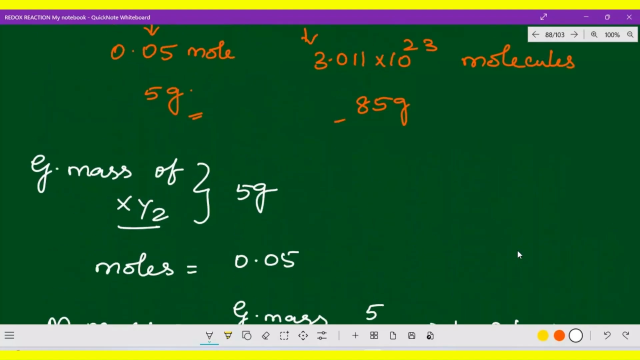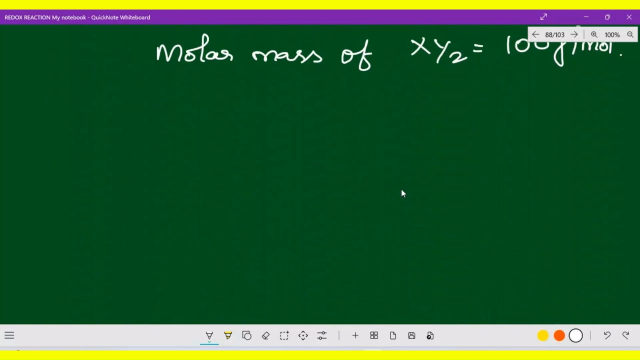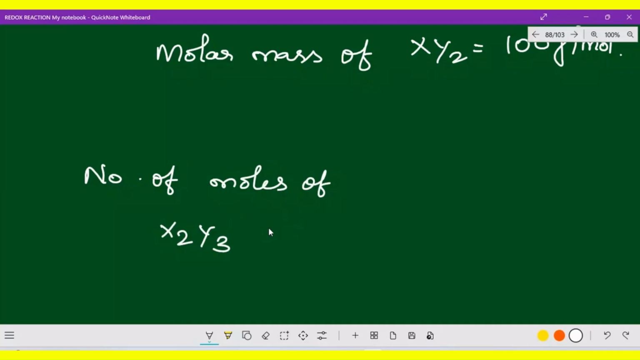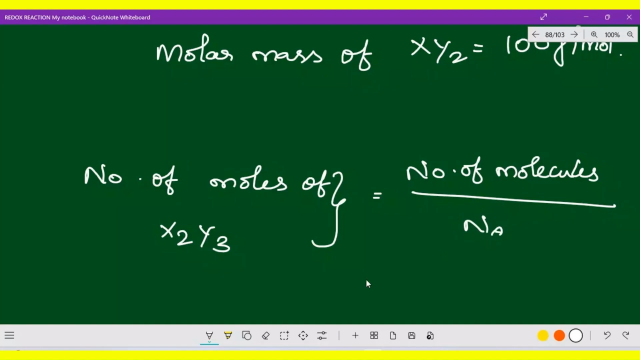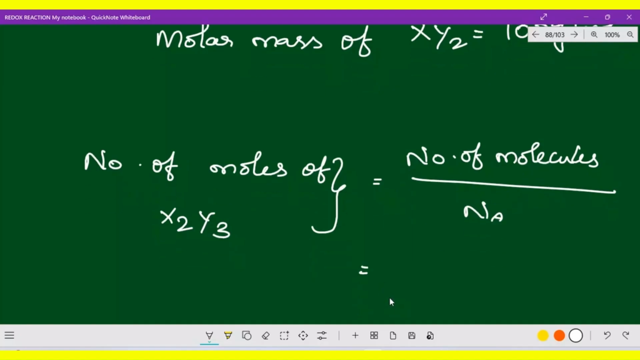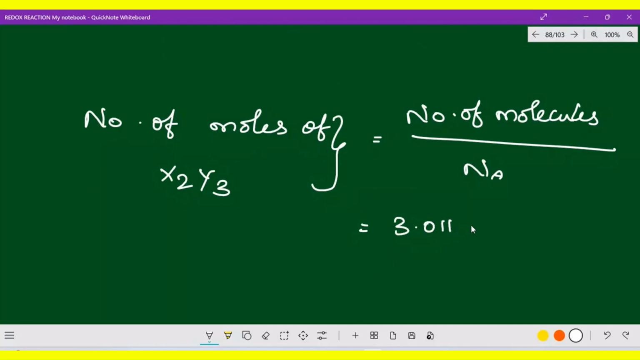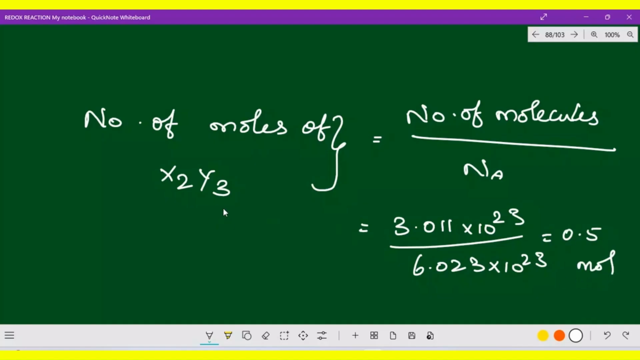Right, now the second one, we have to identify this point. Now let us go here so that it will be easy for us to understand. For the second one, we have to identify the number of moles of X2Y3. How do we go about it? They have given the number of molecules. So number of molecules divided by Avogadro number. The number of molecules is 3.011 into 10 to the power of 23, divided by 6.023 into 10 to the power of 23. So you will get around 0.5 mole. Right, 0.5 moles you are getting.